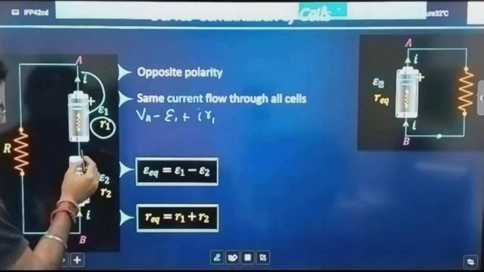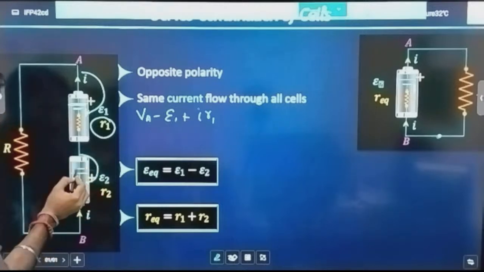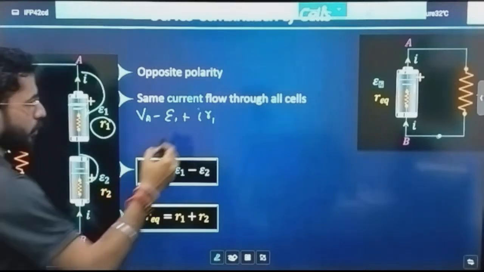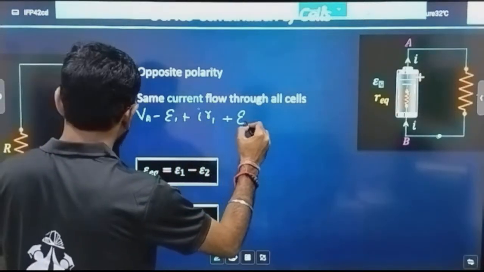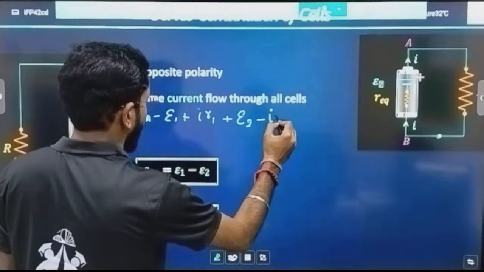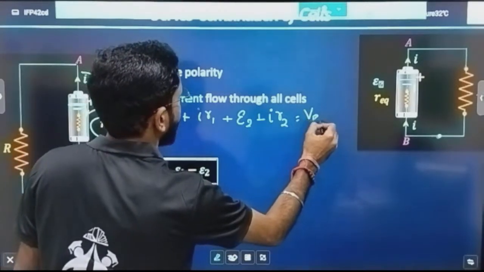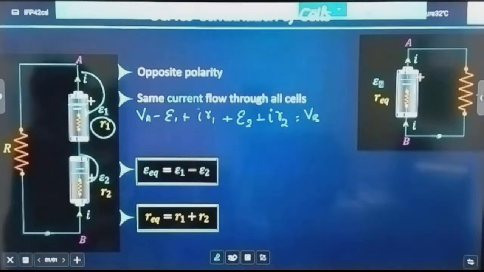Correct? Now the polarity has been changed. The next thing that we are going to write: this is the plus sign, that means you are going from lower potential to higher potential. Lower to higher, you will write plus of E2, minus of I into R2 is equal to VB. Correct? This is the KVL I will be writing.